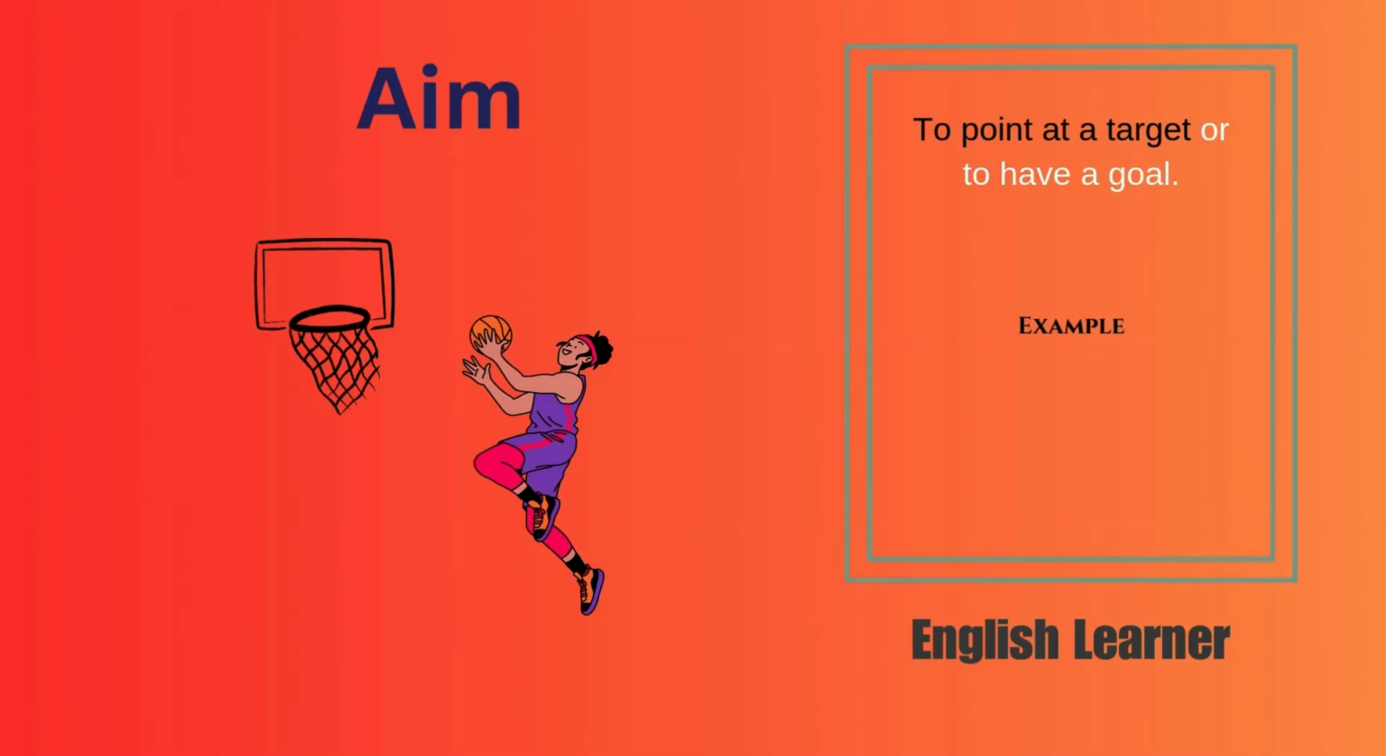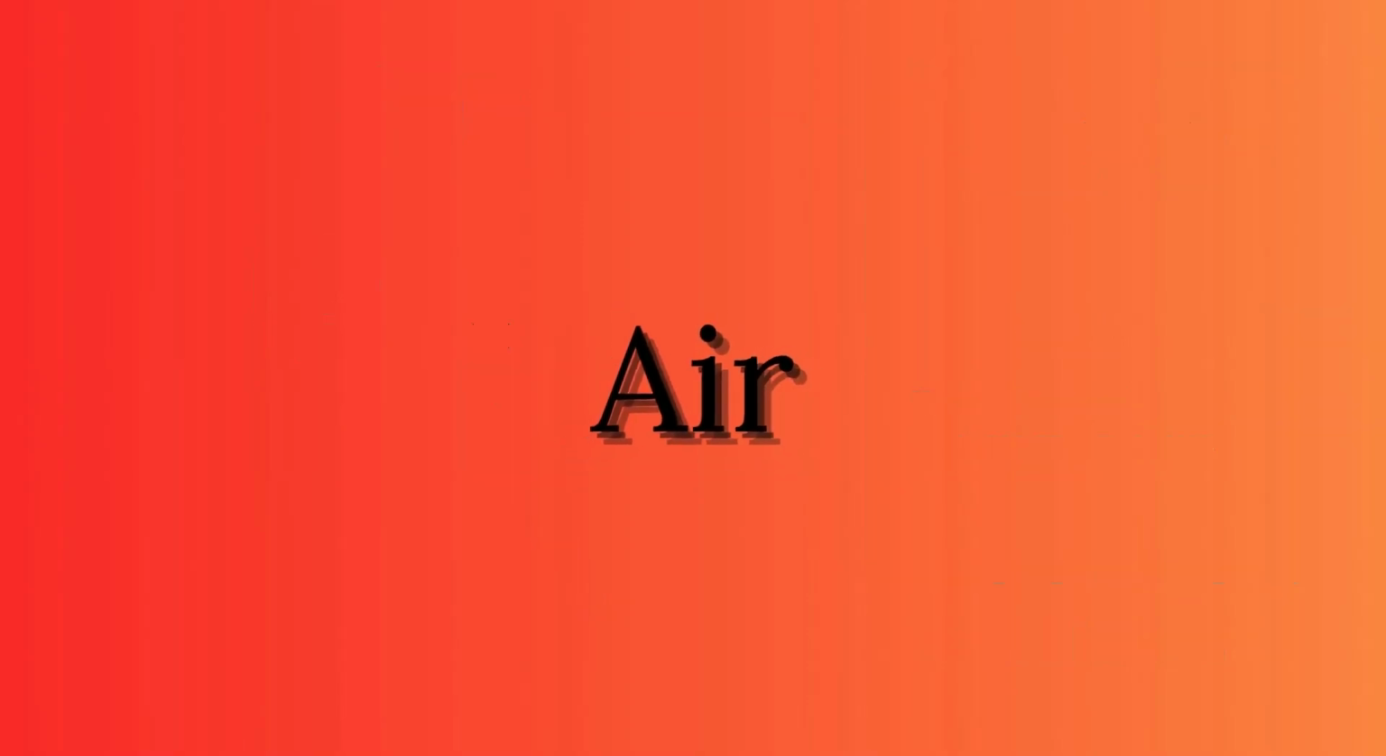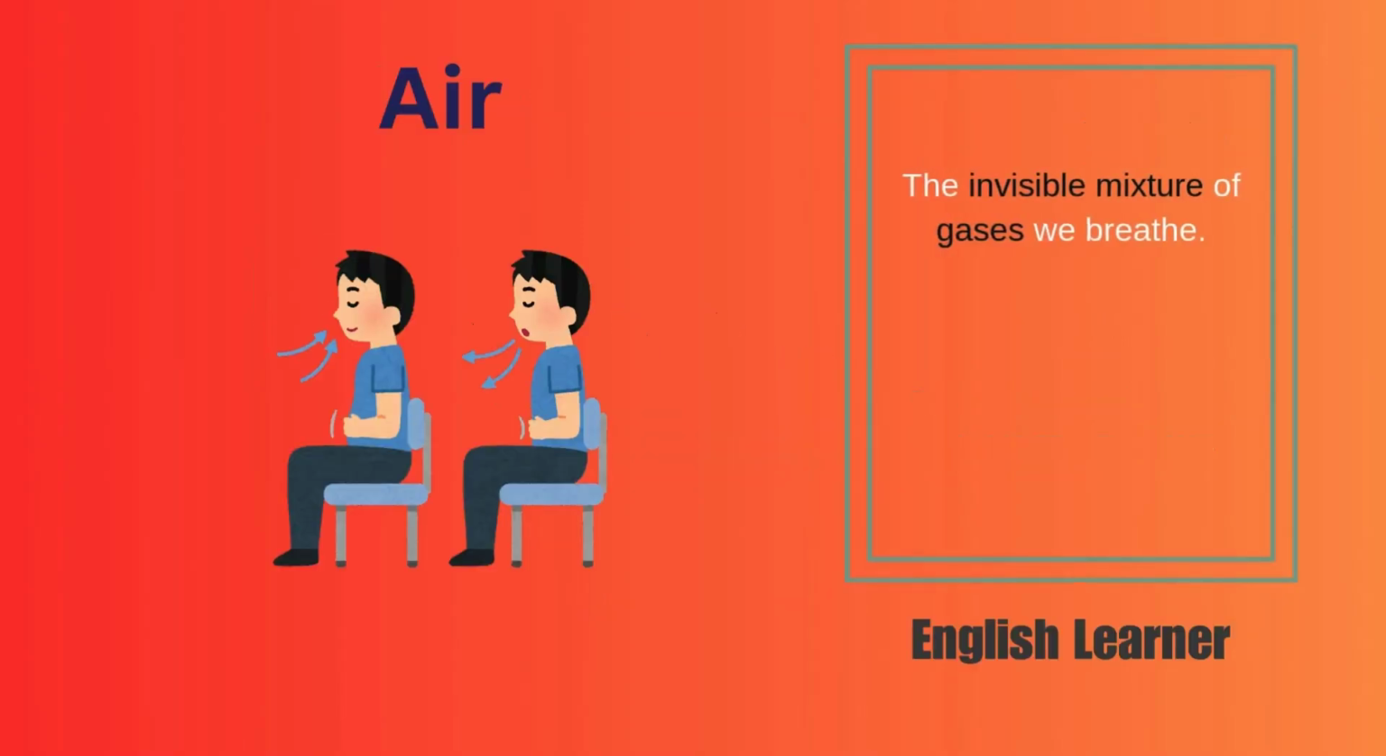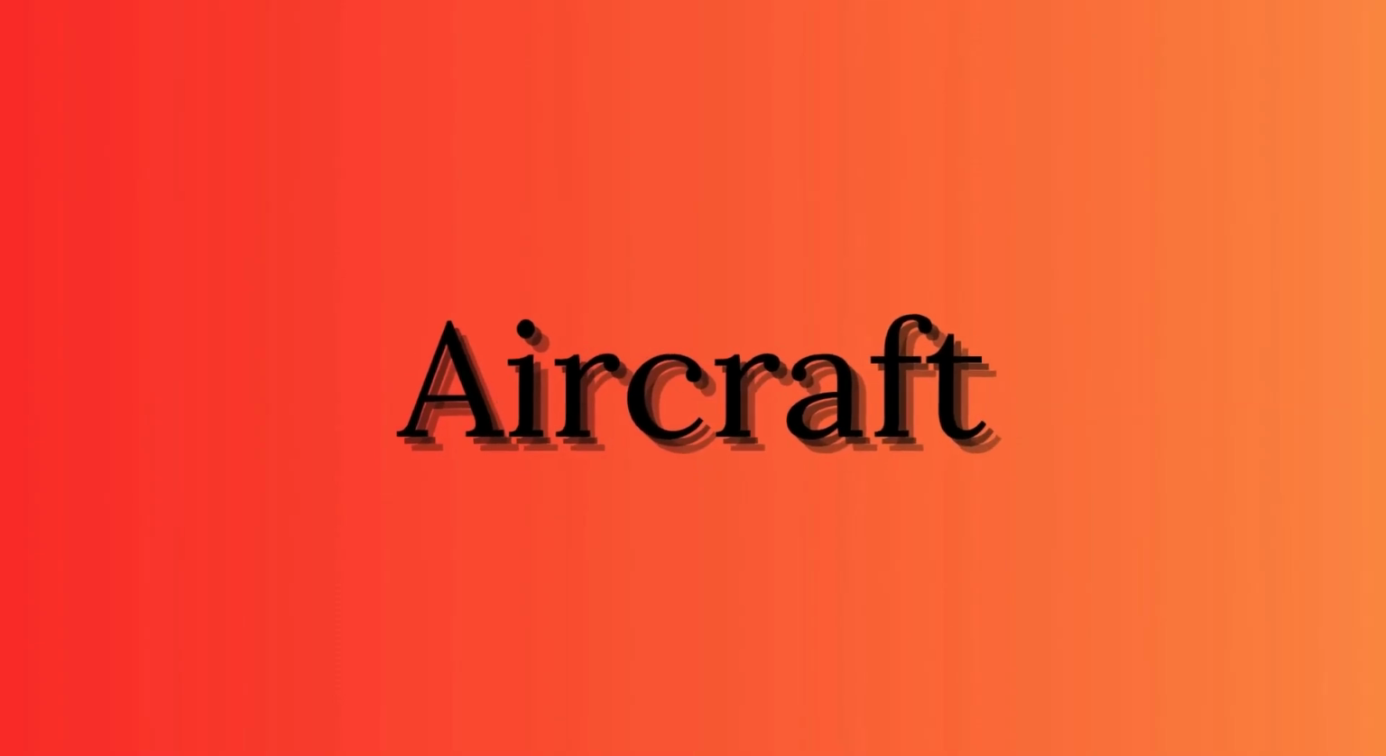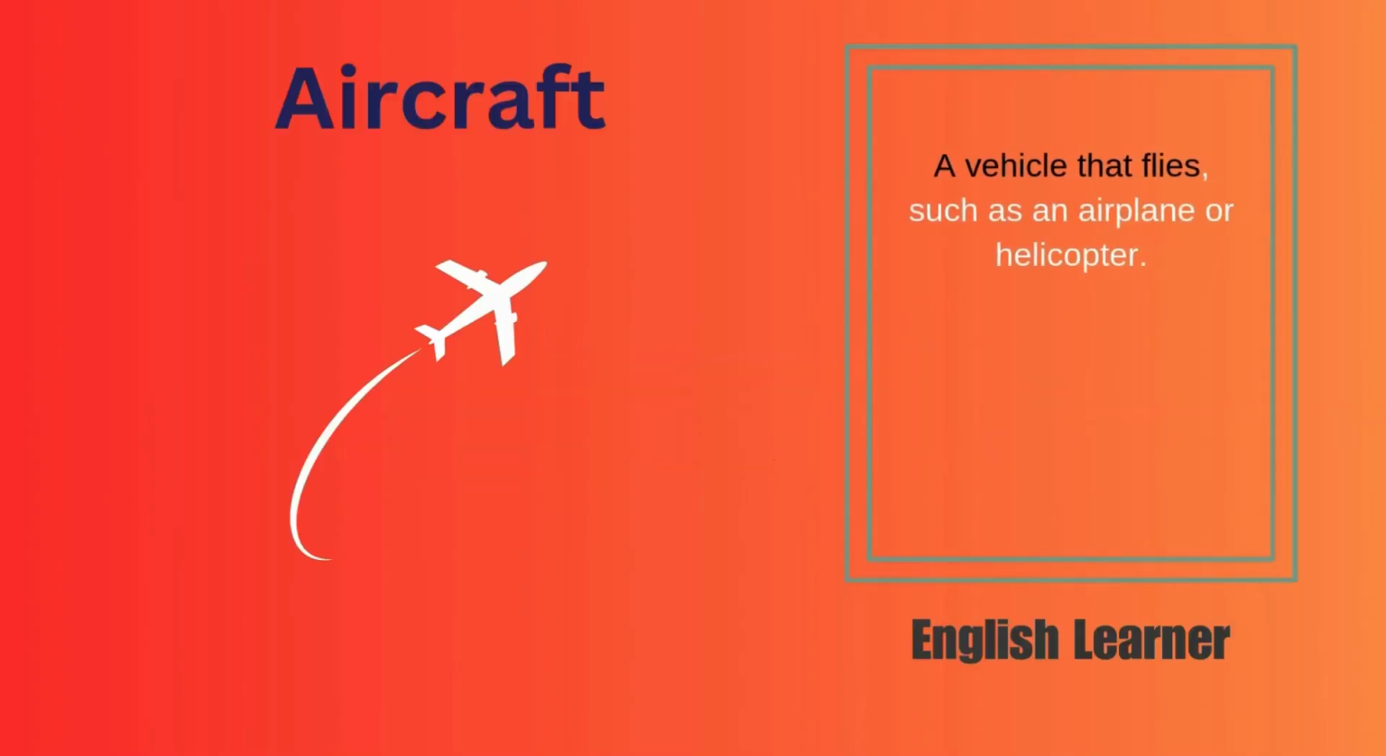Example. He will aim the basketball at the hoop and try to score. Air. The invisible mixture of gases we breathe. Example. We need clean air to stay healthy and feel good. Aircraft. A vehicle that flies, such as an airplane or helicopter. Example. The aircraft flew across the sky, leaving a trail of white clouds.